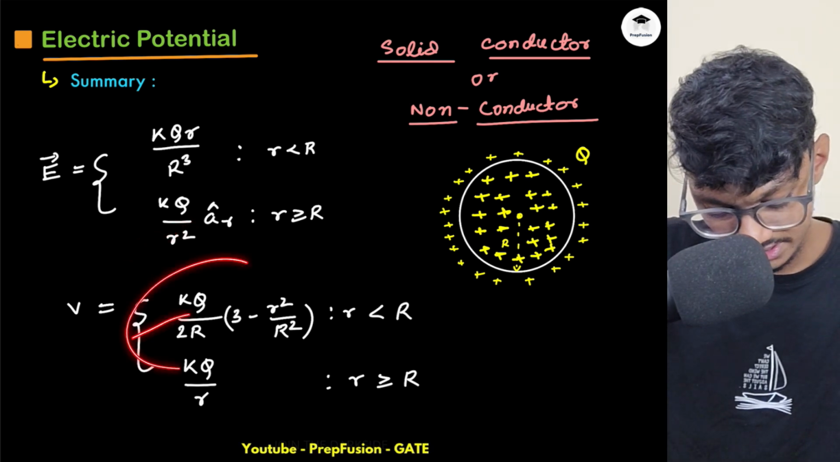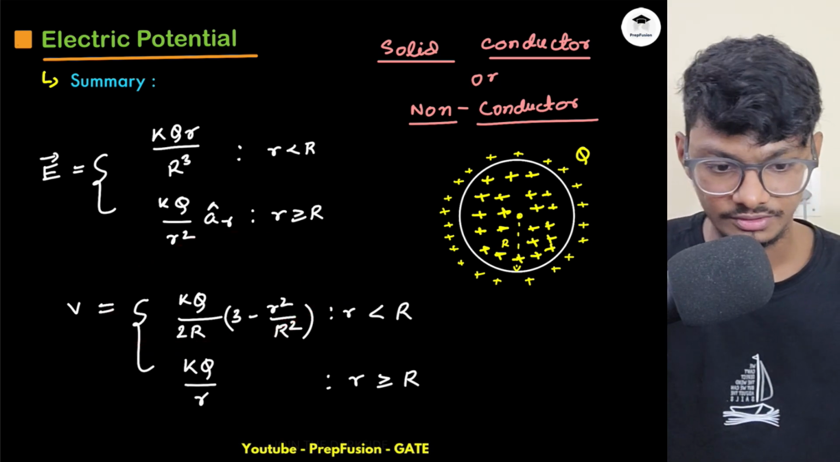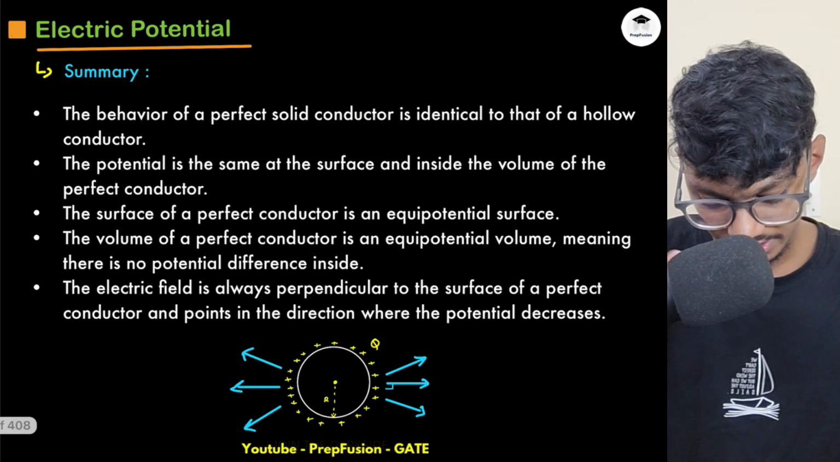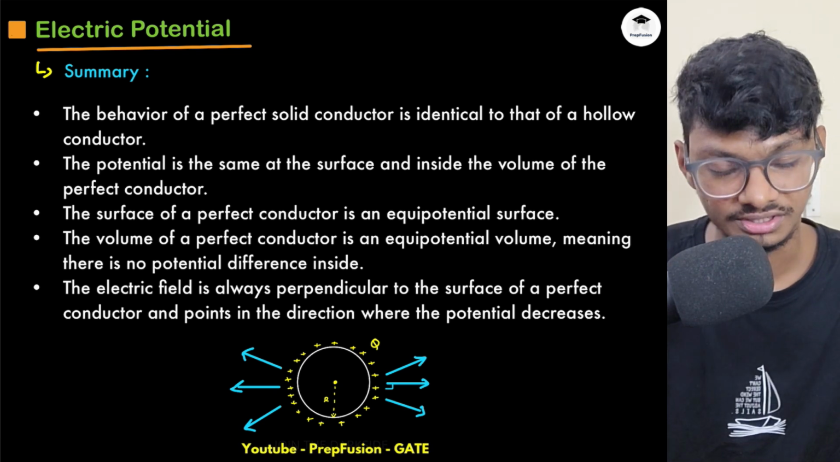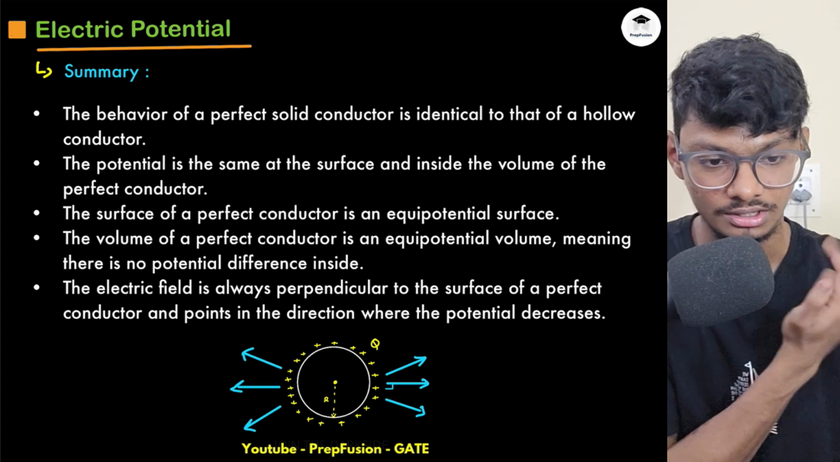Okay, and inside the formula will change, outside it will remain same. You can derive or you can remember, whichever you choose. So, summary: here I've given the behavior of a perfect solid conductor, which we have revised multiple times. This will again come after a few lectures.